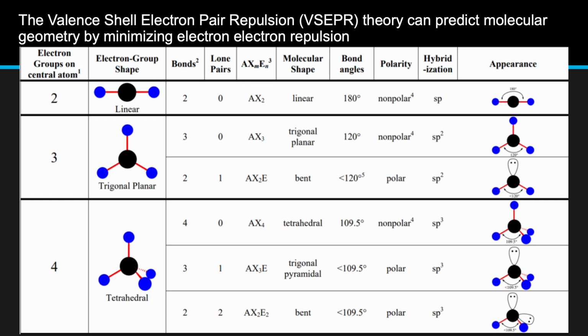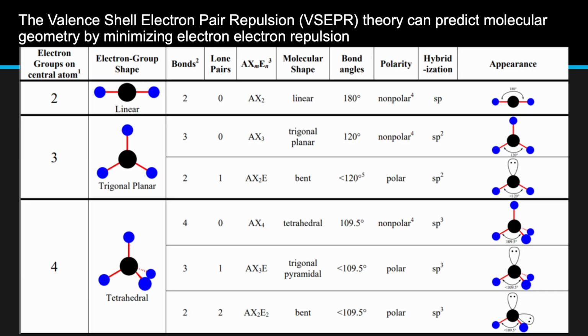All right, so valence shell electron pair repulsion theory can predict molecular geometry, and all it's doing is minimizing the electron to electron repulsion. So essentially, when you have these atoms and all of them have valence electrons, they want to get as far away from each other as they possibly can because they're going to repel each other. So what that means is we can predict what these molecules are going to look like.